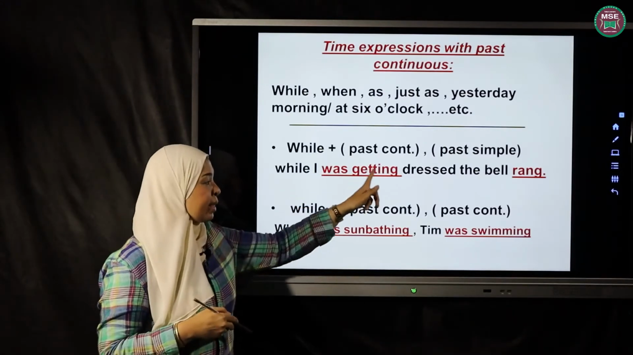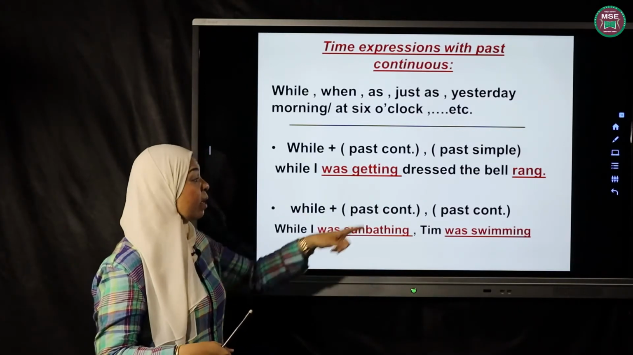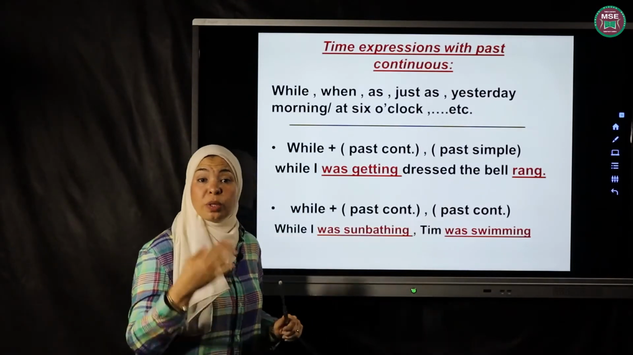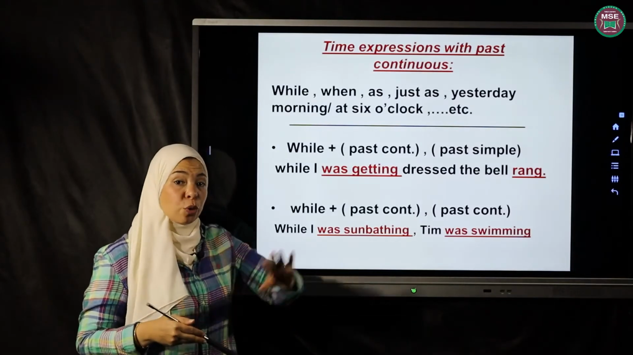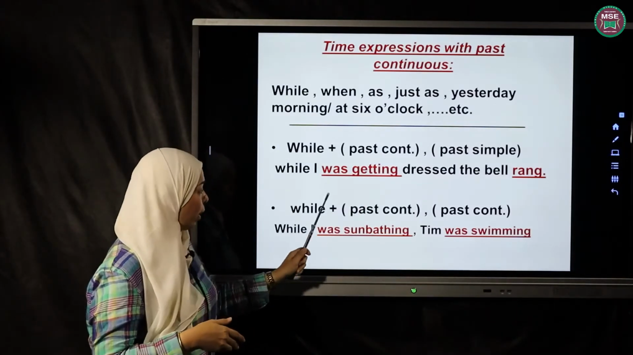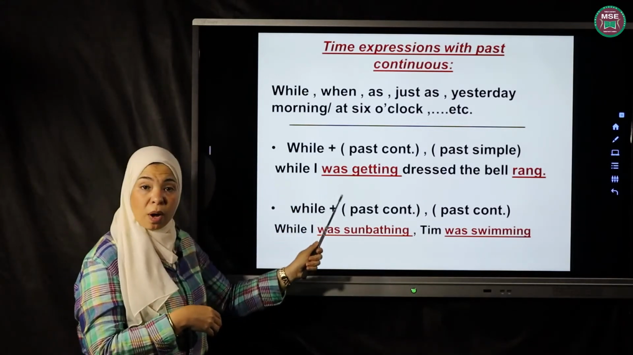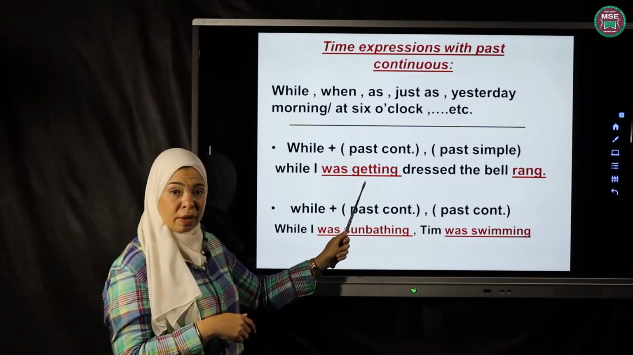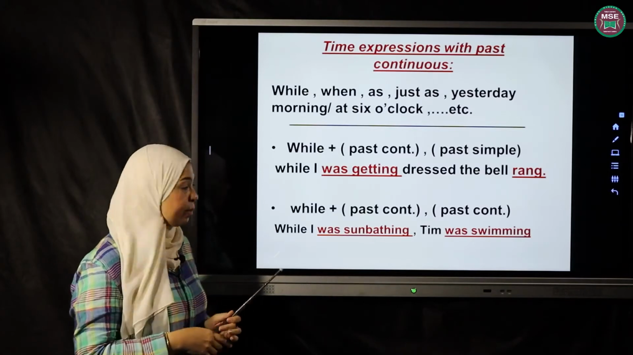While I was getting dressed, while I was putting on my clothes, while I was getting dressed, the bell rang. This is the short action which interrupted me. So I stopped now and I'm ready to go to open the door. The long action was interrupted by the short one. Here you have while plus was and the verb get plus ing. I double the T here because of the vowels. We have E and I, so I have to double the last letter.